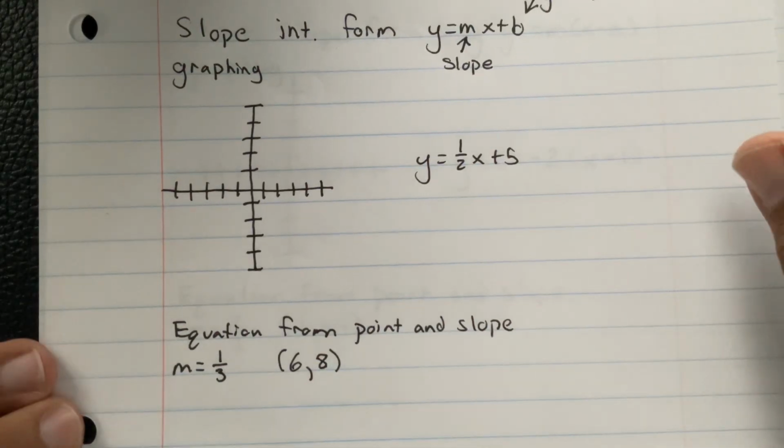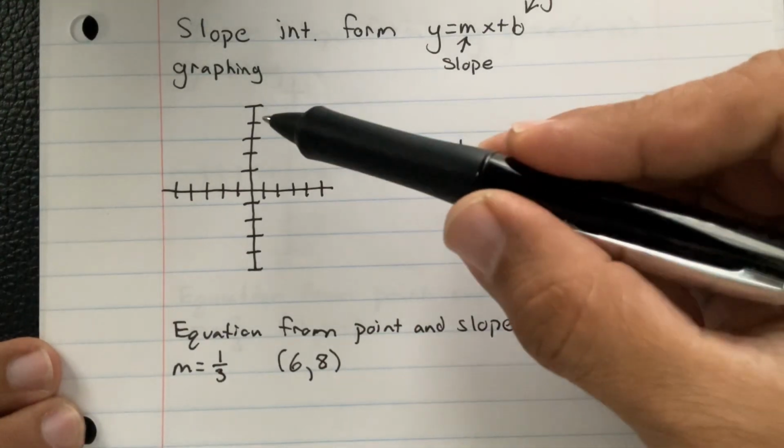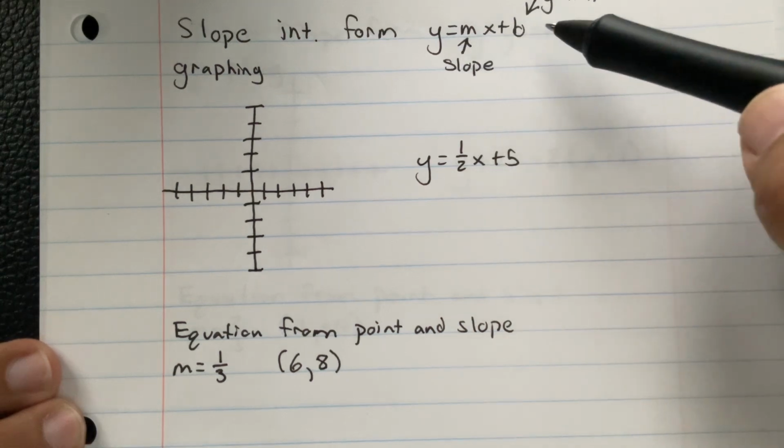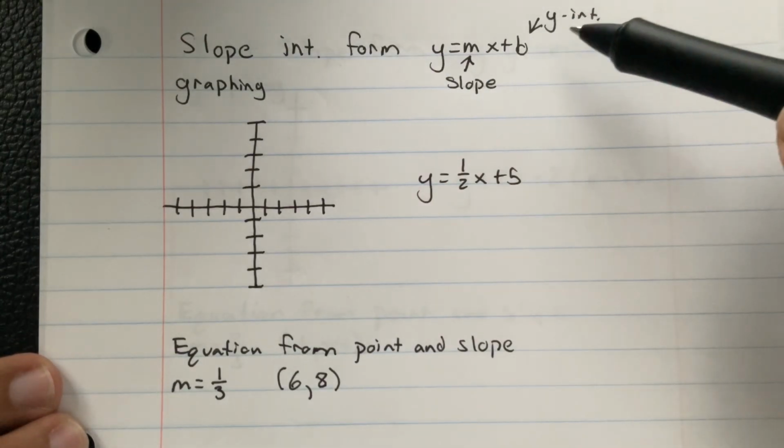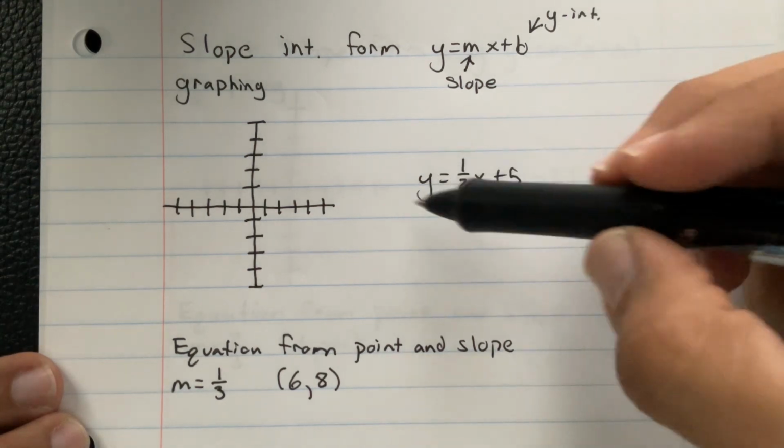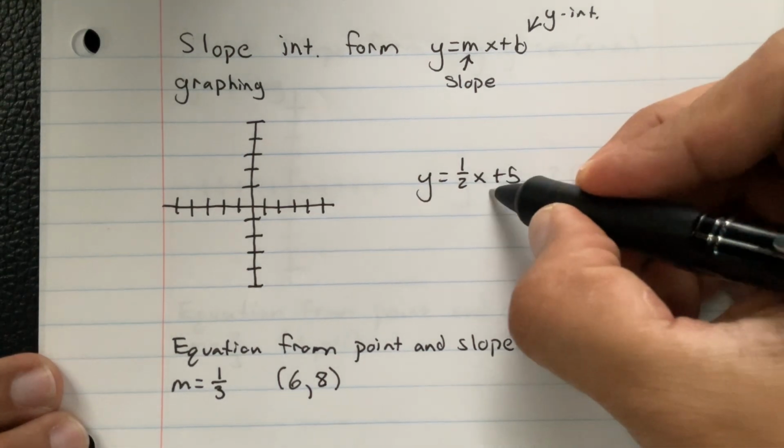All right, so first thing we're going to do is graph in slope-intercept form, which is y equals mx plus b. M is the slope, b is the y-intercept, and we're going to be graphing this equation here. So this is going to be our start point.